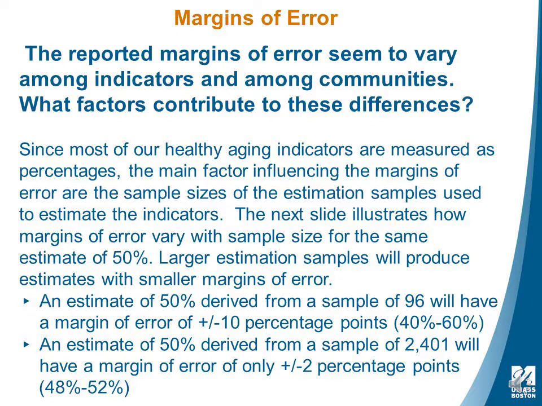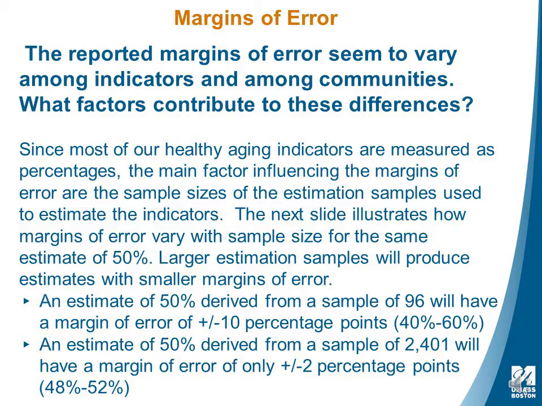The margins of error seem to vary among indicators and among communities. That's true. What factors contribute to these differences? Well, since most of our healthy aging indicators are measured as percentages, the main factor influencing the size of the margins of error are the sample sizes of the estimation samples. The next slide illustrates how margins of error vary with sample size for the same estimate of 50%. Larger estimation samples will produce estimates with smaller margins of error.